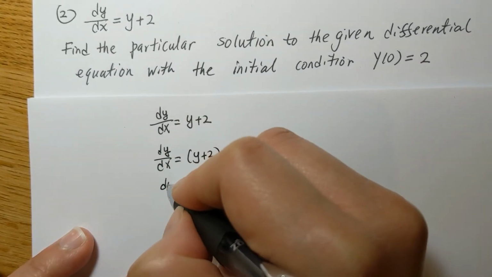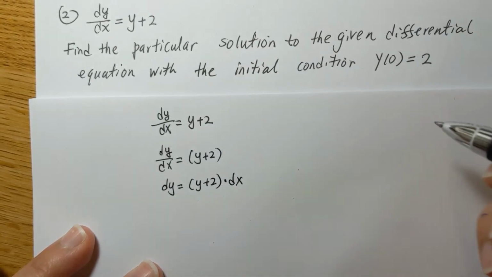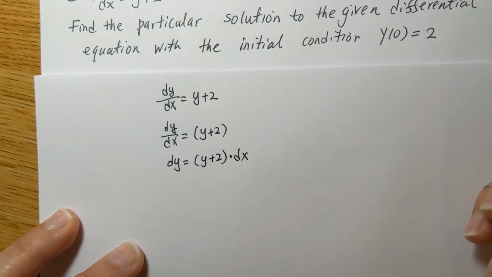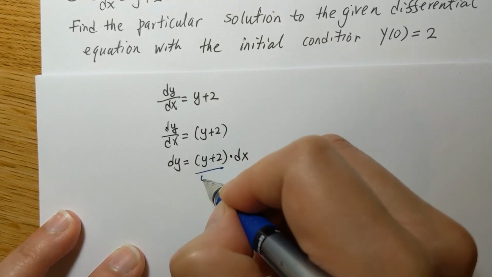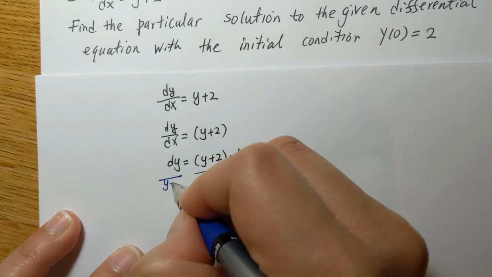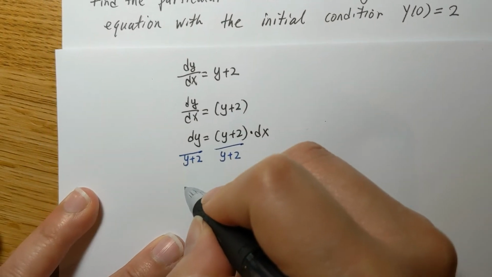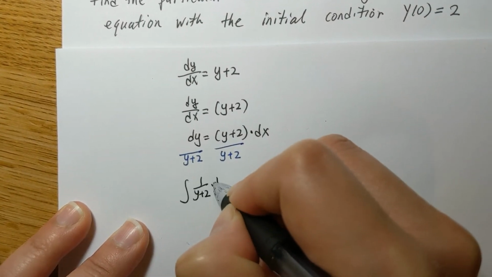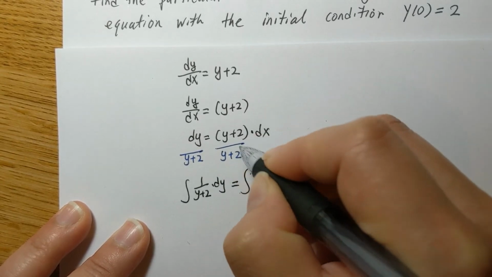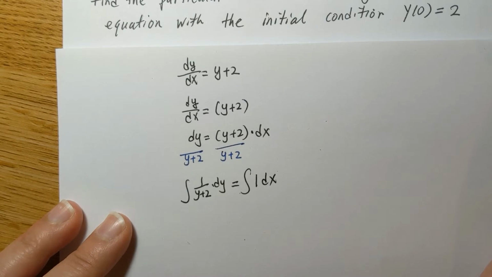Then I multiply the dx to this side. Now I can divide y plus 2 both sides. So now I'm going to rewrite it. So I'm going to get integral 1 over y plus 2 dy, and then just cancel out. You get 1 dx, or just dx.